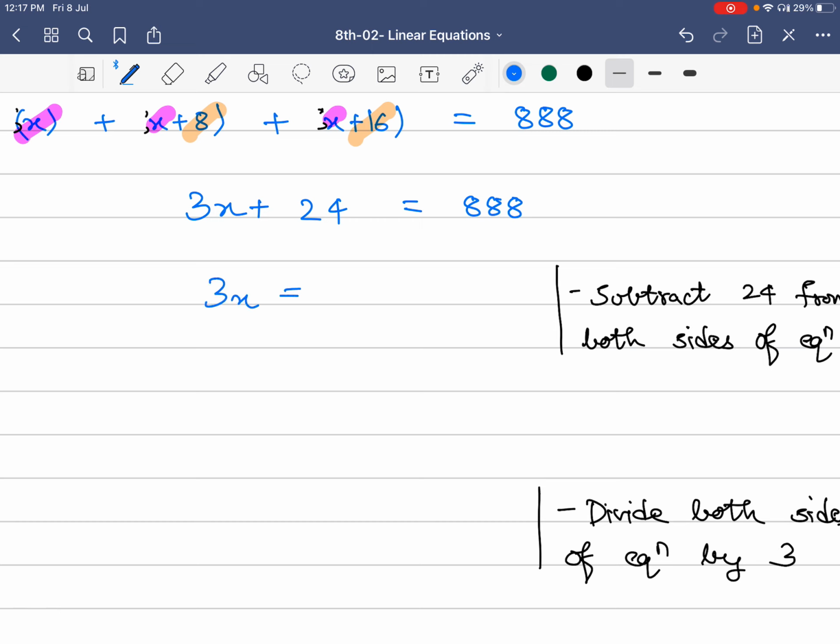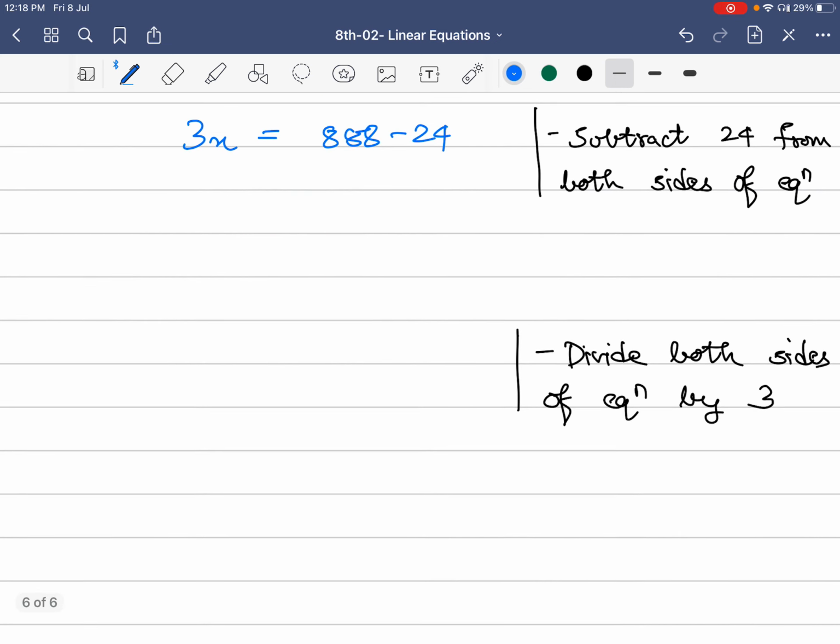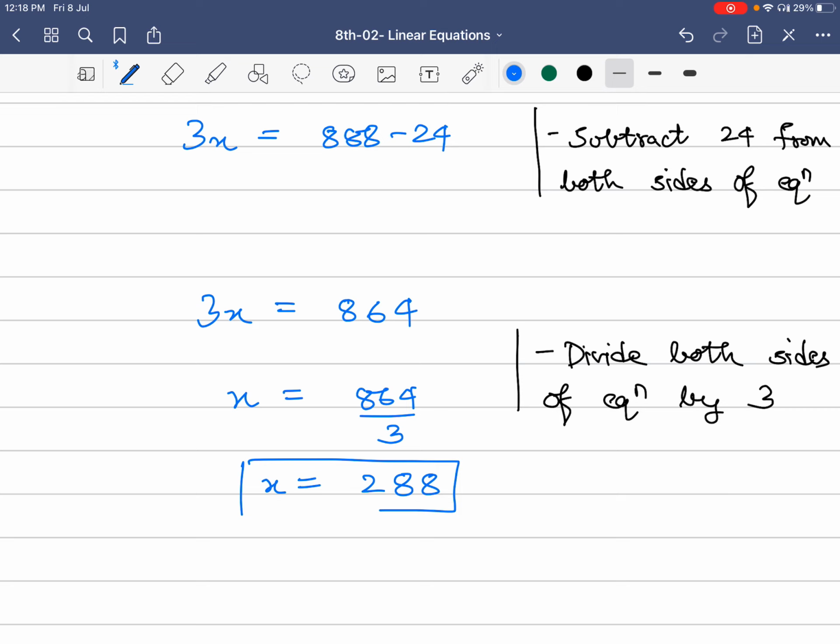So 3x is equal to 888 minus 24. I'm subtracting 24 from both sides of the equation, and I'm getting 3x equal to 864. So now x is equal to 864 divided by 3. 3 to the 8, 26 is the remainder. 8 3s are 24, and again 8 3s are 24. So that is my x. Okay, x is equal to 288.